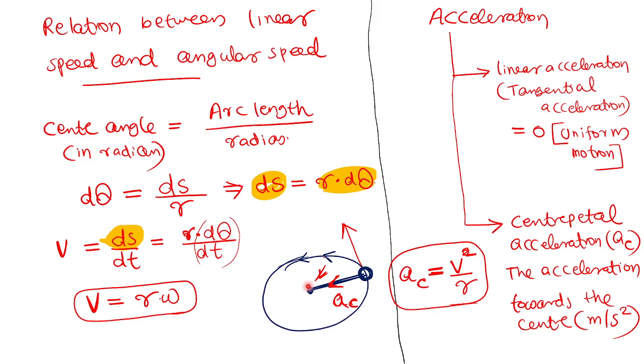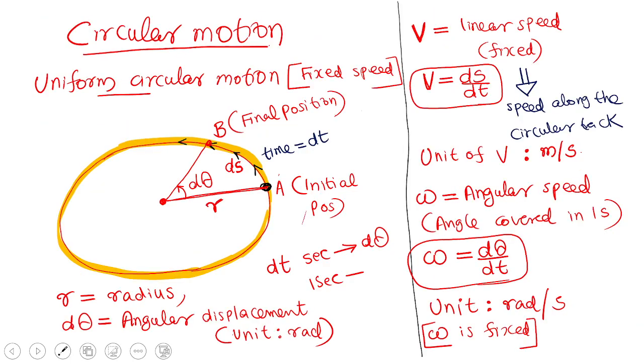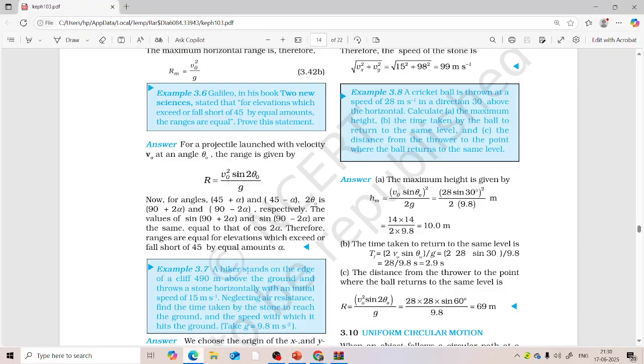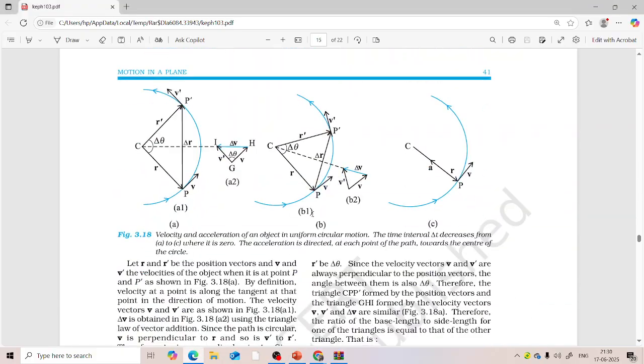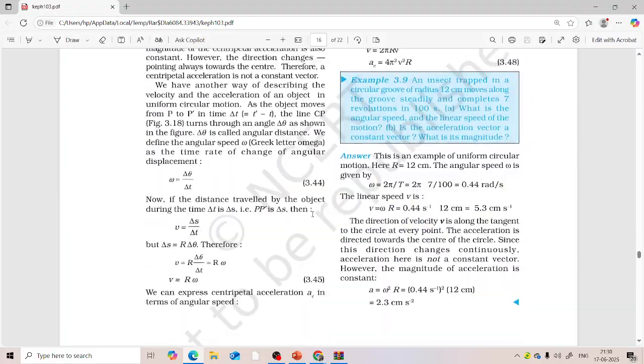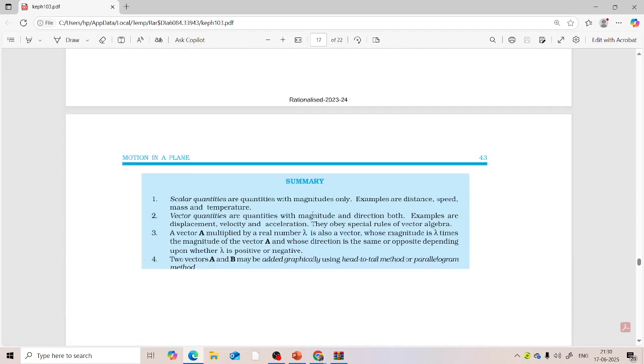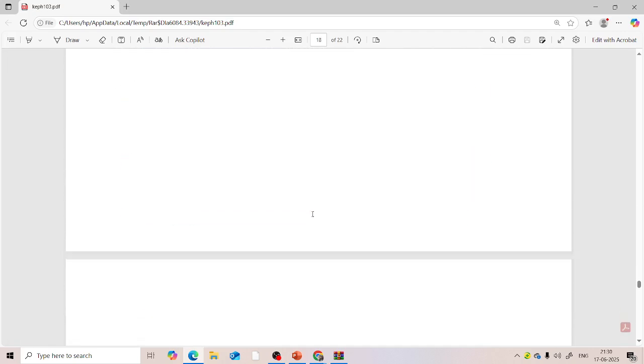Let me discuss one or two questions. The question is not difficult. The only thing is you have to memorize the formula. Only two formulas are there for uniform circular motion. One minute, let me go to the exercise. Just wait.